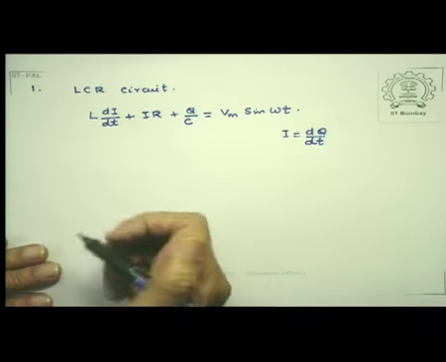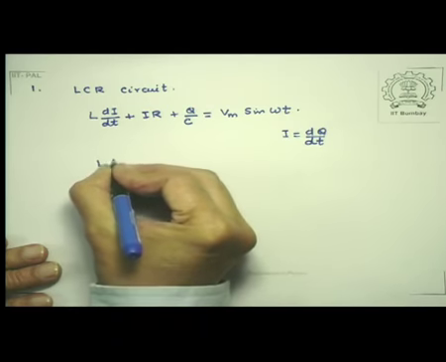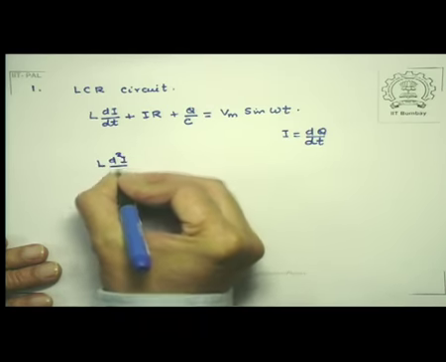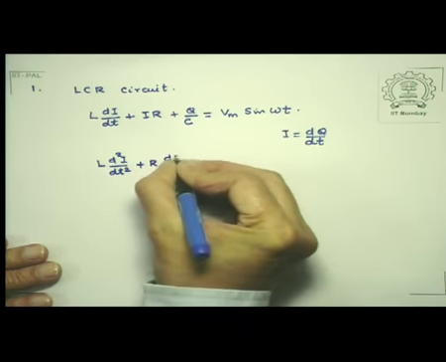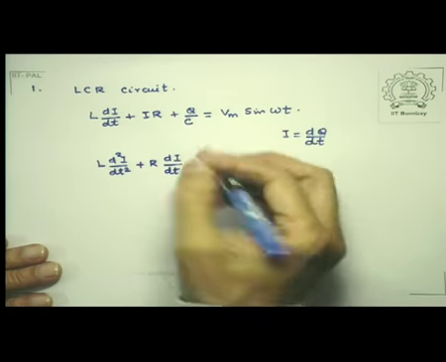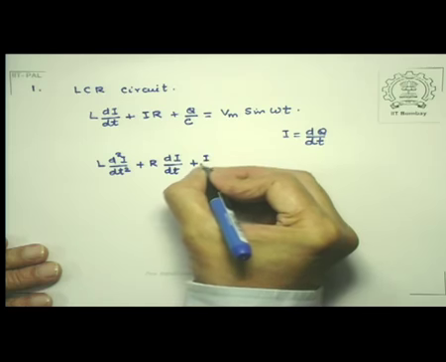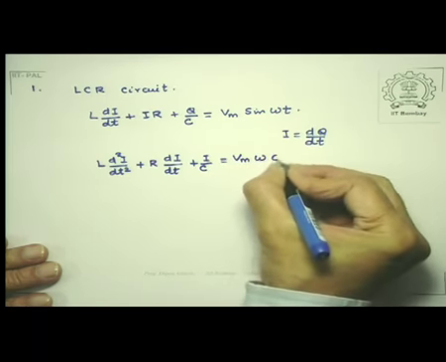But what we did is to differentiate this equation once more and obtained L d square I over dt square plus R di by dt plus 1 over C dq by dt, which is I divided by C, and that's equal to Vm omega cos omega t.